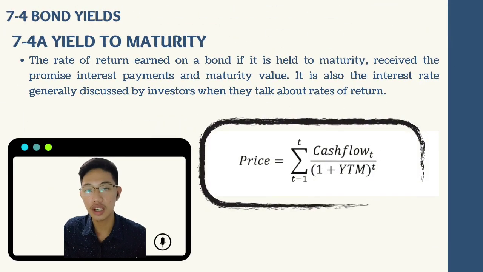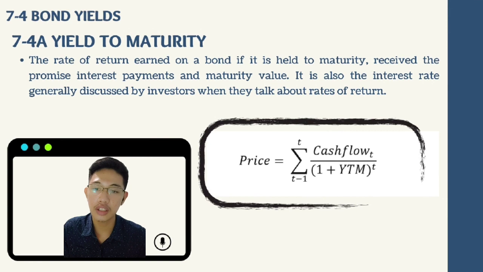Yield to maturity. Yield to maturity is the calculation we use to calculate the rate of return earned if the bond is held to maturity. Receive the promised interest payment and maturity value. It is also the interest rate generally discussed by investors when they talk about rates of return. Calculating yield to maturity is a bit complicated when done manually. That is because calculating yield to maturity is a tedious, time-consuming trial and error process. What we need to do is find a specific yield to maturity value and match it with the price.